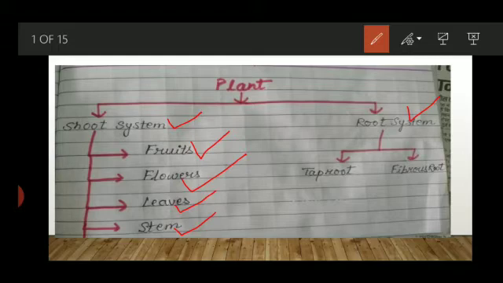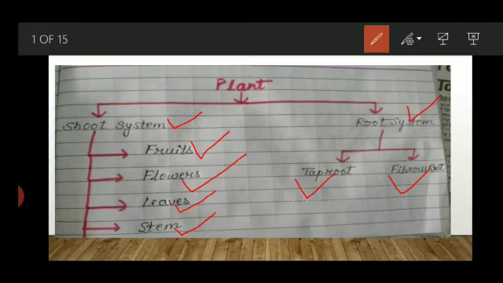Now we come to the root system. Roots are generally divided into two parts. Number one, taproot, and number two, fibrous roots. Dear students, roots are generally of two types. Taproot and fibrous roots are the two types of roots.